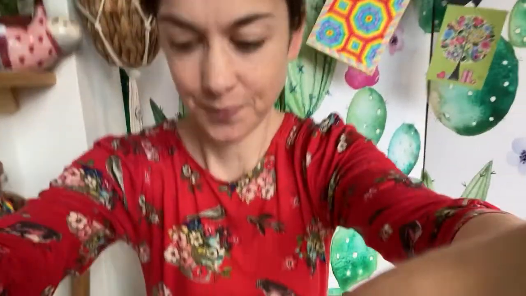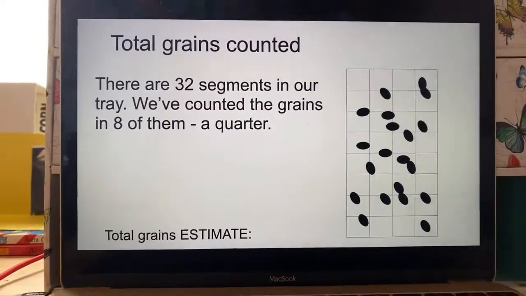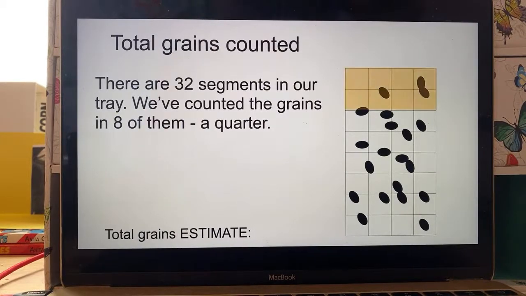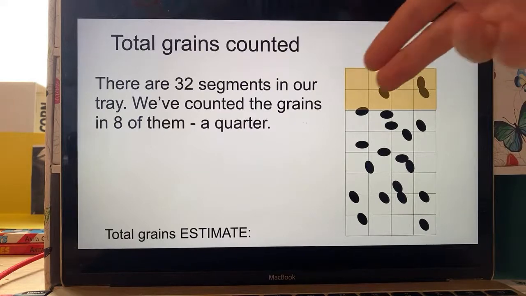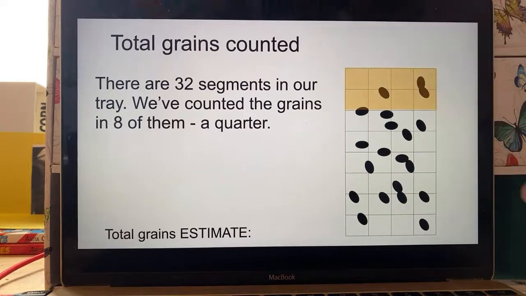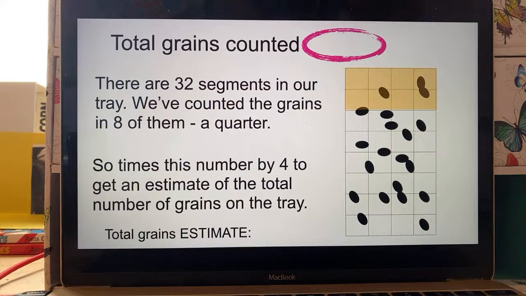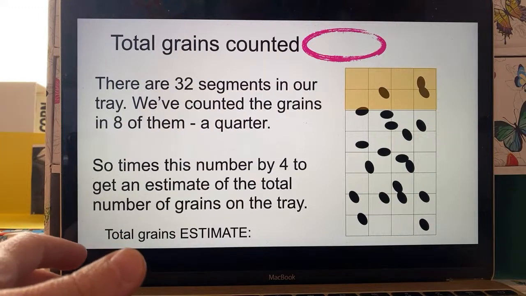Or if they were using a tiny tree, they would split the tree into different little segments and randomly choose those ones. Well, did you work it out? We've got 32 segments in our tray, and we've counted the grains in 8 of them. So that's a quarter, right? So if we know the amount of grains on average in a quarter, if we times that number by 4, then we get an estimate for the total number of grains on the tray.